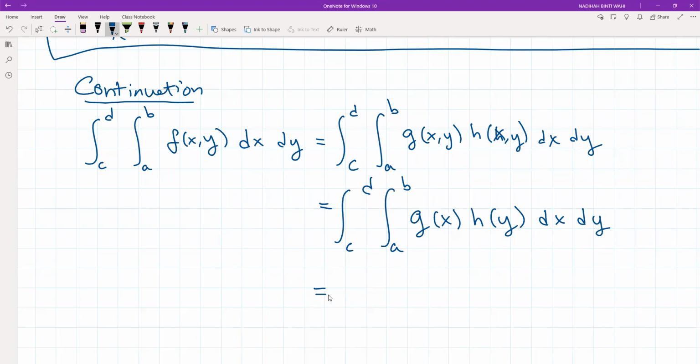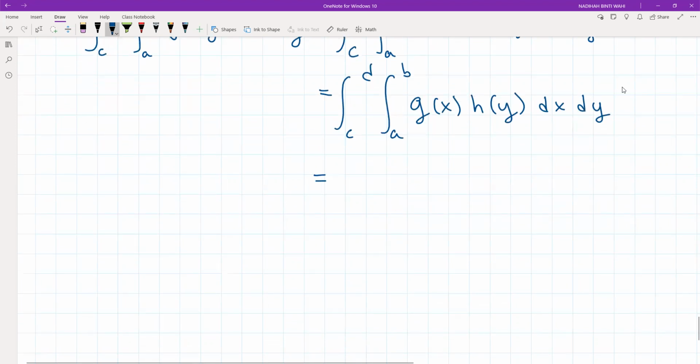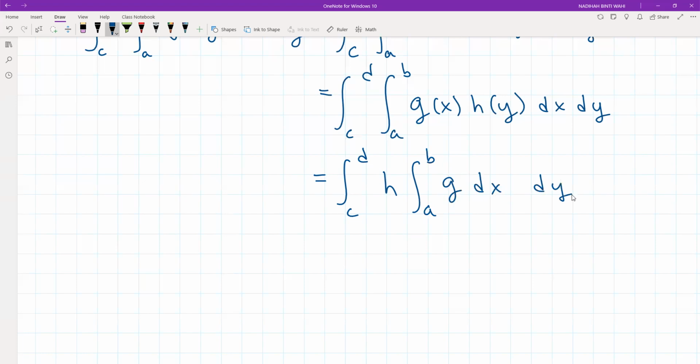Okay, dan saya keluarkan, I take out, boleh tak saya, apa ni, H ni, saya nak buang dia punya parenthesis sebab dia panjang sangat. Saya buat H sahaja. So I can take out the H. Saya buat integral CD H from A to B, G, dx, dy.